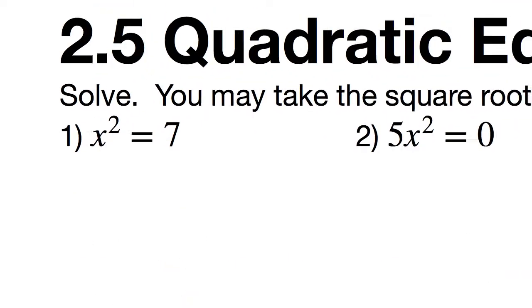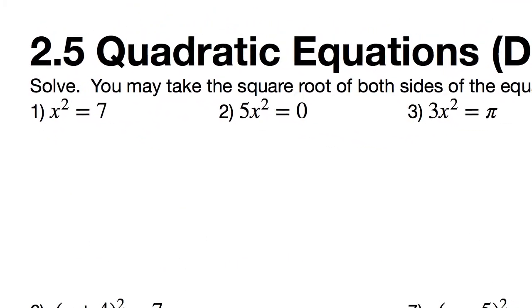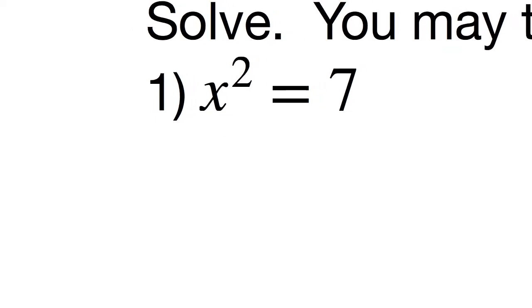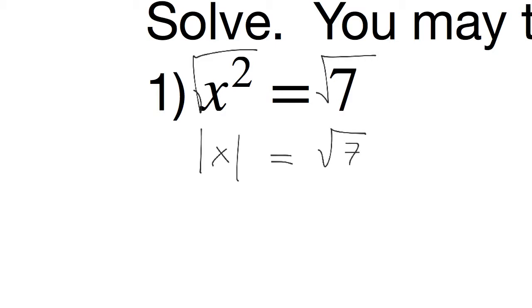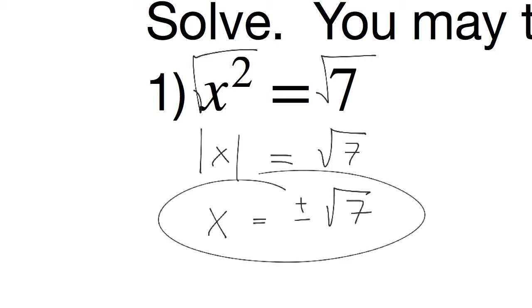With the first problem, solve, you can take the square root of both sides of the equation. So, in order to solve, we're just going to take the square root. Canceling out that exponent, we get the absolute value of x is equal to square root of 7. And if the absolute value of x is equal to square root of 7, then that means x could be either positive or negative. And that's your answer.